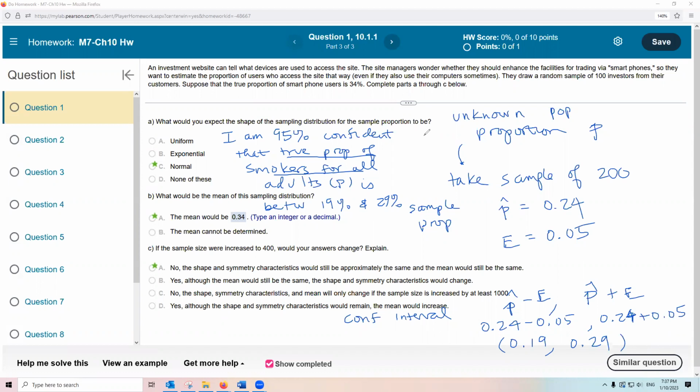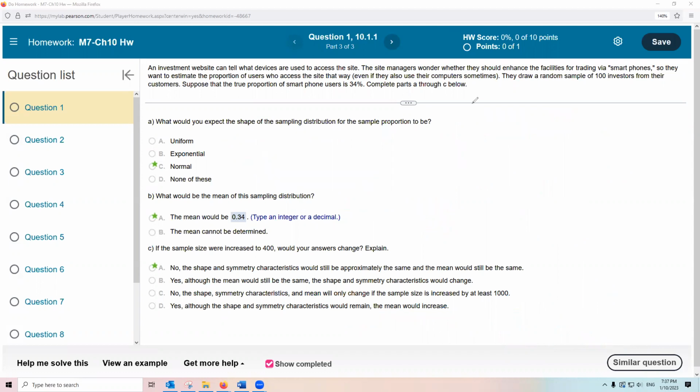All right, so let's do a few examples here in Chapter 10. Let's do this first one. It says an investment website can tell which devices people are using to access the site. The site managers are wondering, should they enhance for trading via smartphones? So they want to estimate the proportion of users who access the site using smartphones. So they're going to take a random sample of 100 investors. So the sample size here is 100.